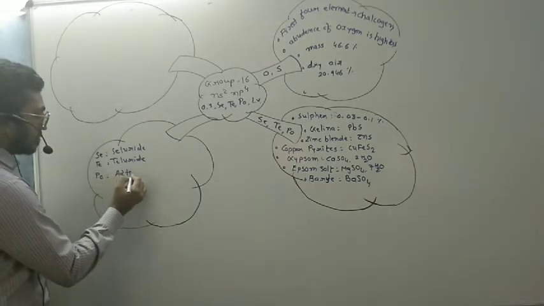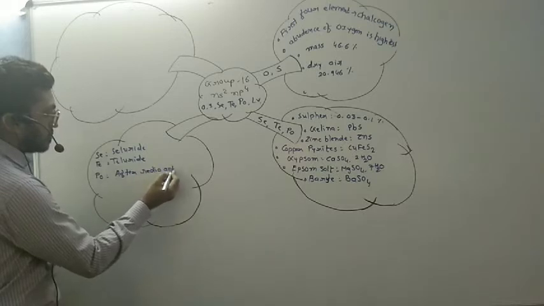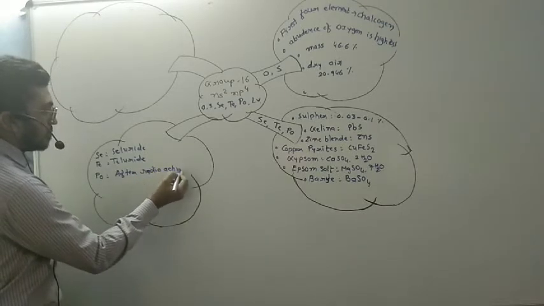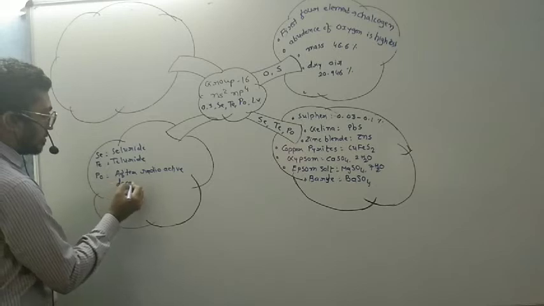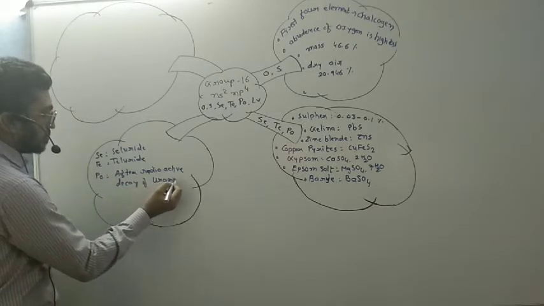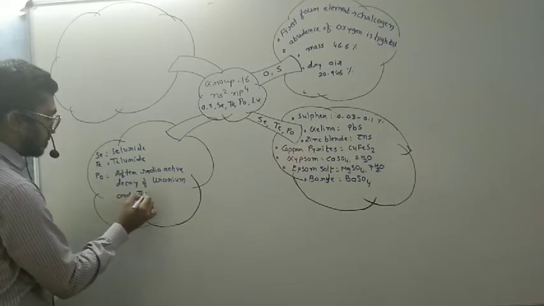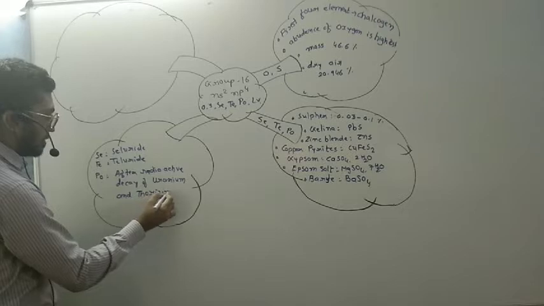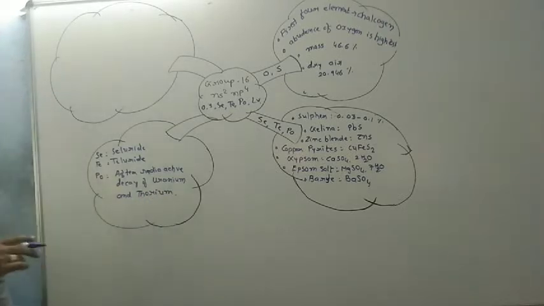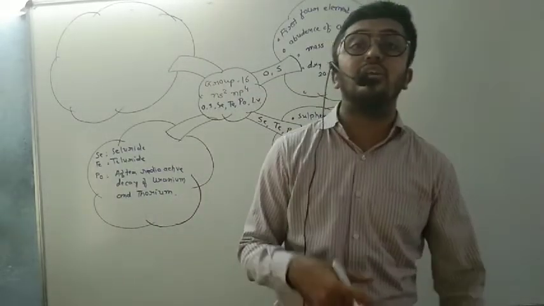Then polonium. After radioactive decay of uranium and thorium, we can get polonium. So polonium is found from uranium and thorium, but only after radioactive decay.